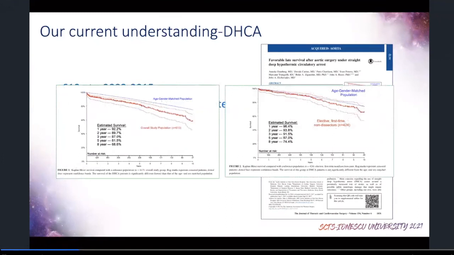If you look at these graphs, the far left graph was the overall study population compared to the age and gender matched population. There was worse survival over a 10-year period, but if you teased out the dissection patients and only looked at elective first-time patients, ultimately their survival over a 10-year period was similar to that of an age and gender matched population.